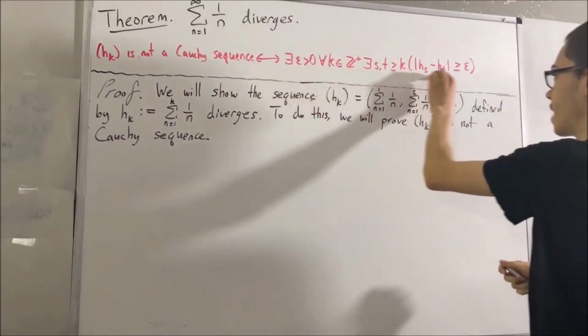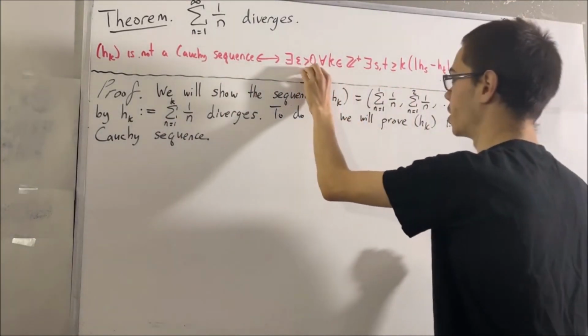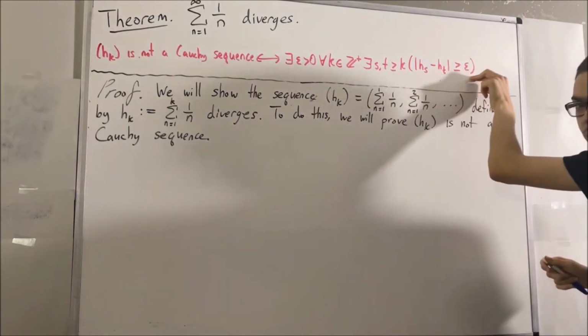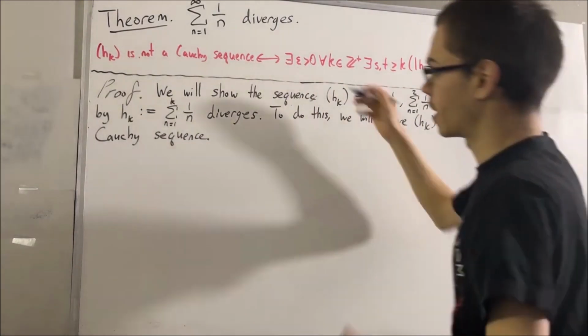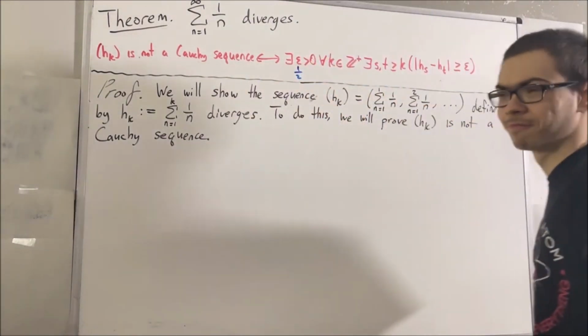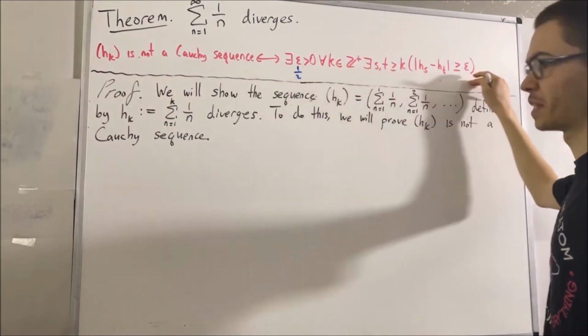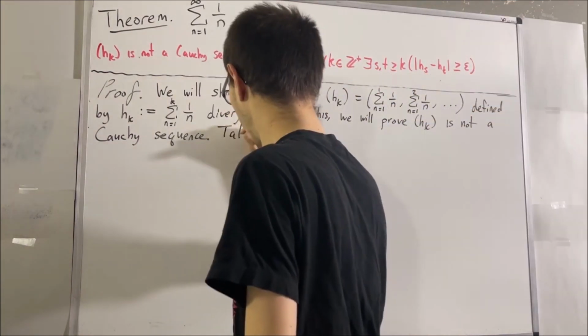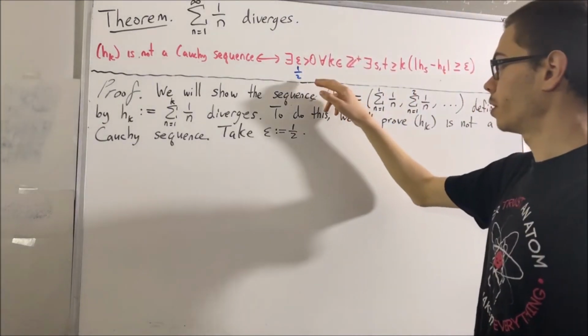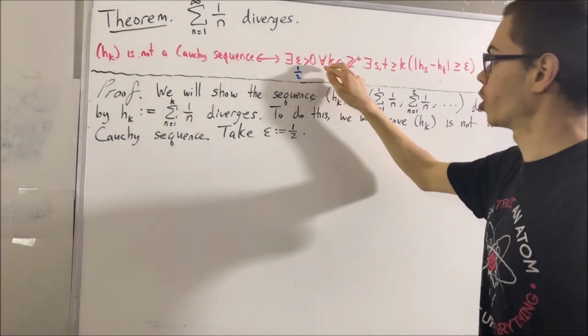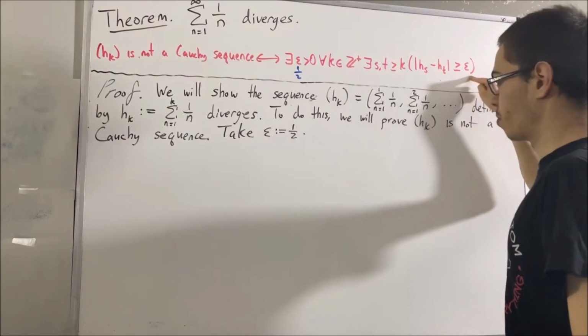Now, to prove this statement, we need to find a positive number epsilon that satisfies this statement. But our claim is that 1/2 will do it, right? 1/2 will satisfy the statement, and we're going to prove that. So really, with 1/2, we're going to prove that this statement is true.